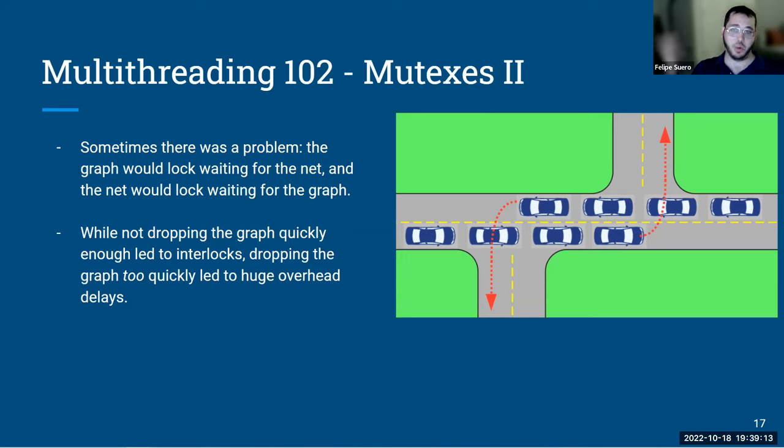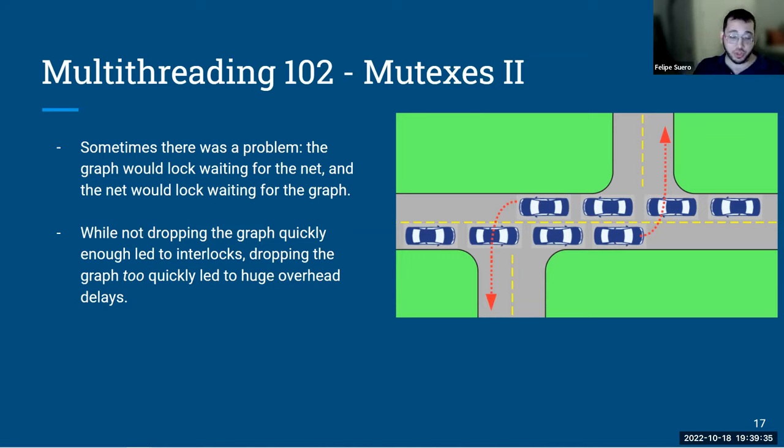So a way of solving that problem is you just make sure your threads let go of your net and your graph as soon as possible. You just unlock the mutex as soon as they're done. Unfortunately, if you need to access your graph a bunch of times, you incur a huge overhead of just locking and unlocking, which is actually surprisingly computationally intensive just because it's an extra operation on top of your graph access.